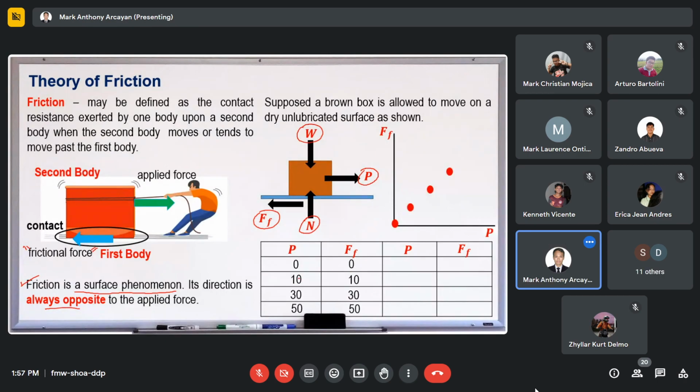So from 10, the frictional force is 10 also, then 30, 30 as well, 50, 50. So this creates four data points, and by looking at these data points we can say that there is a linear relationship between the frictional force F sub F and the applied force P.